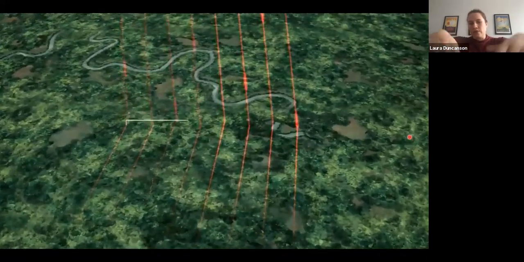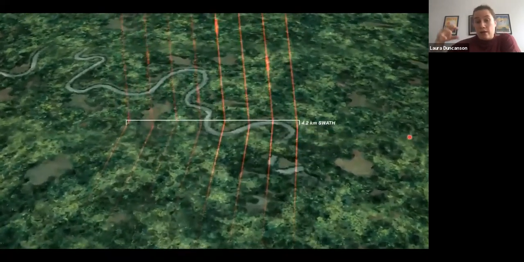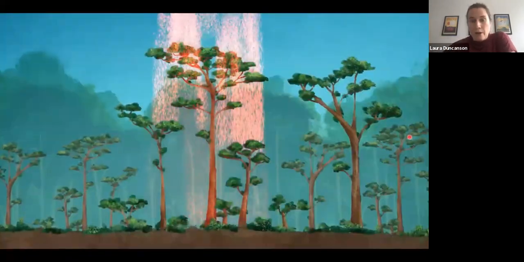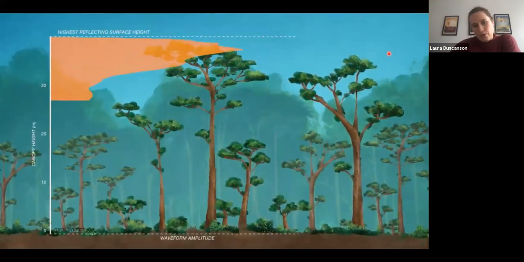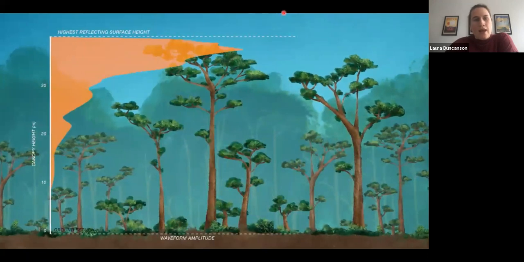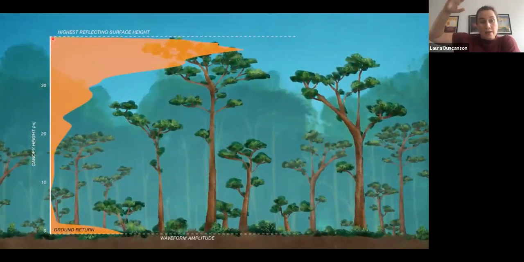So GEDI samples in these 8 ground tracks under the ISS, shooting near-infrared LiDAR beams, full waveform LiDAR. And so you can see a wash of near-infrared photons hitting the top of a canopy. And the time that's elapsed between when you shoot the laser pulse from the ISS and when that laser pulse reflects off the ground and returns back gives you the distance from the ISS to the ground.